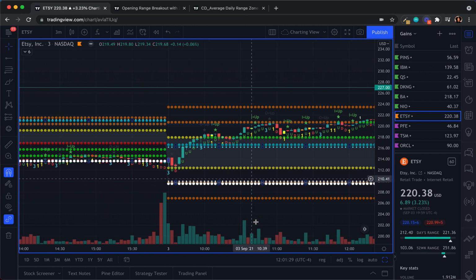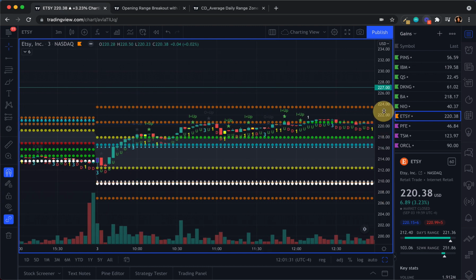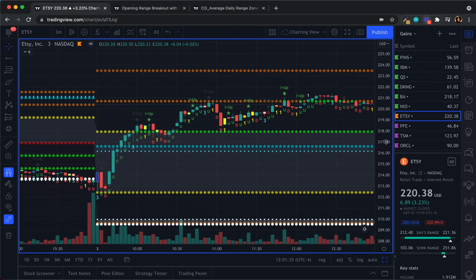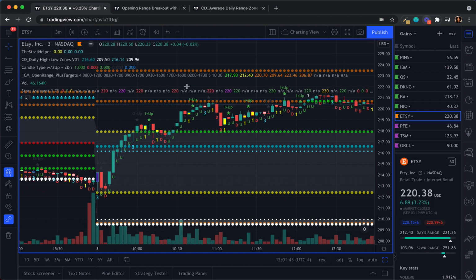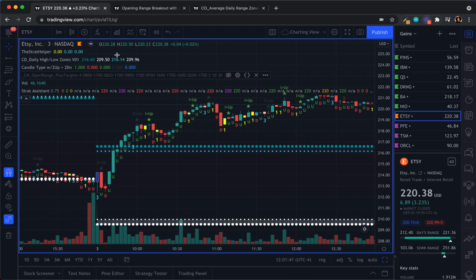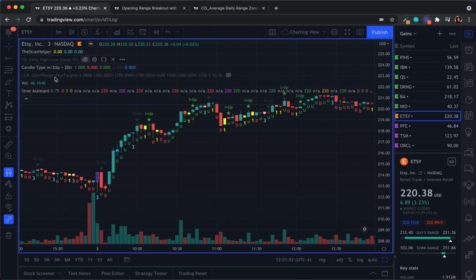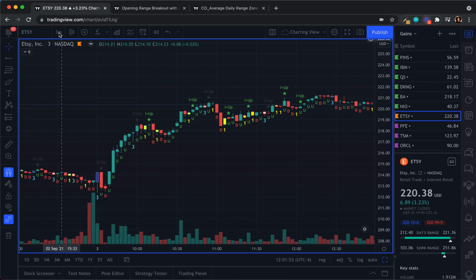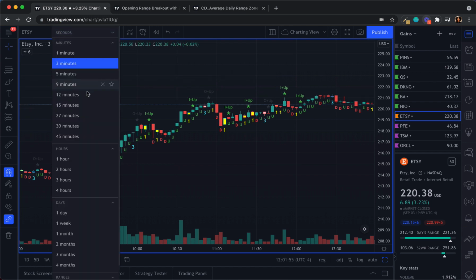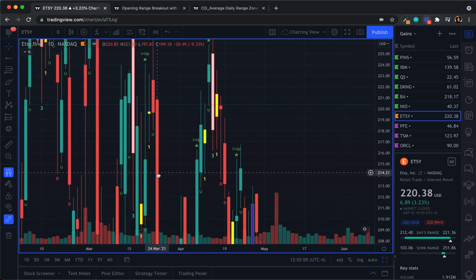Okay, so those are both of my non-Strat indicators. So let's talk through the Strat indicators now. And for that, I'm actually going to turn off opening range plus targets, and I'm going to turn off this average daily range here. So we're just going to look at the Strat indicators, and I'm going to go to a day plot as well.